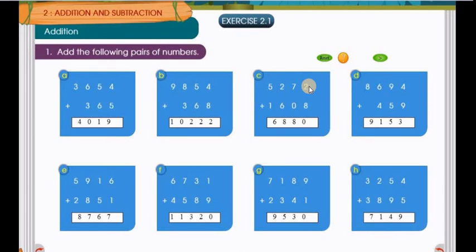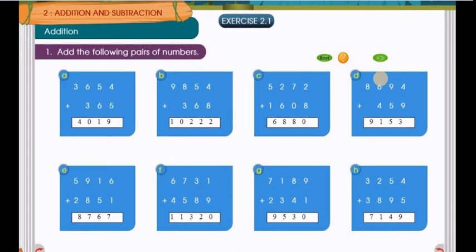Okay? Next, 2 plus 8 is 10. So 1 carry over, here 0. 7 plus 1 is 8. 6 plus 2 is how much? 2 plus 6 is how much children? 8. 2 plus 6 is 8. 5 plus 1 is 6. Okay children? Next. 4 plus 9 is 13. So 1 carry over, 3. 9 plus 5 is 14. 14 plus 1 is 15. So 1 carry over, here 5.